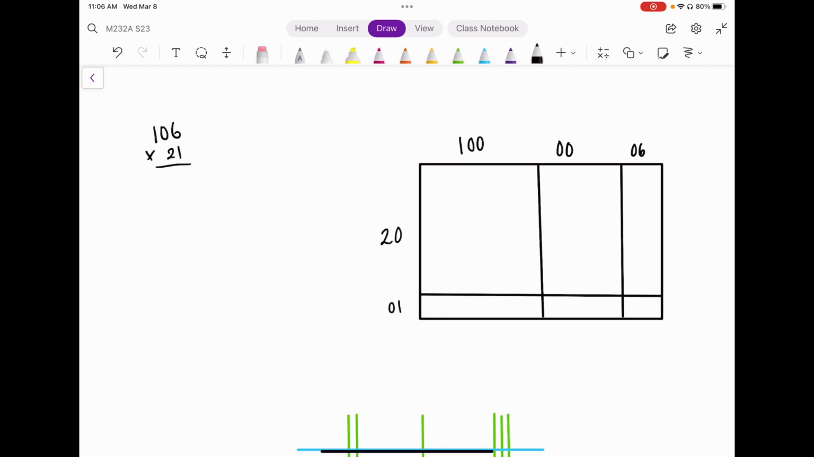And then I multiply. 100 times 20 is 2,000. Nothing times 20 is nothing. 6 times 20 is 120. 100 times 1 is 100. Nothing times 1 is nothing. And 1 times 6 is 6. And then I add these values up. That is 2,000 plus 100 plus 120 plus 6. So that is 2,226.